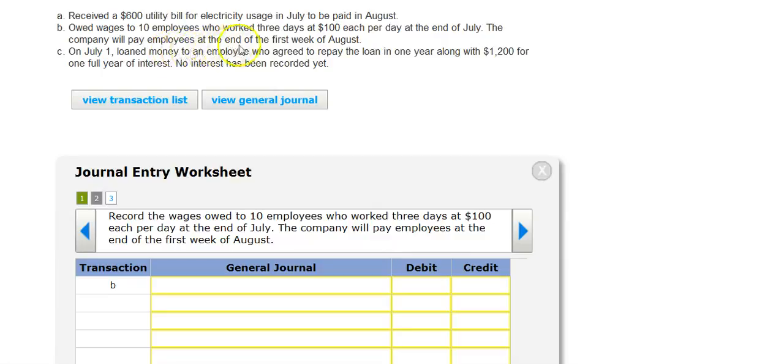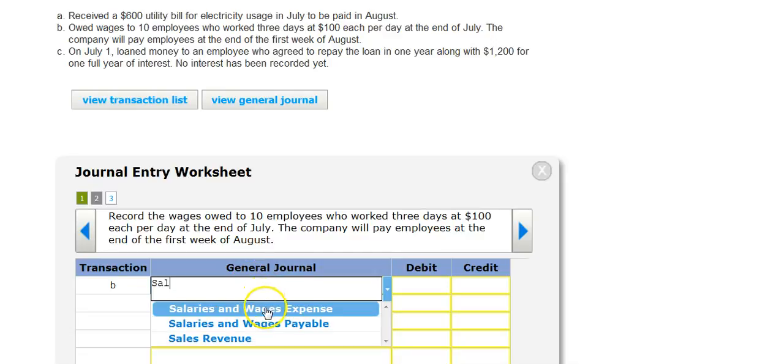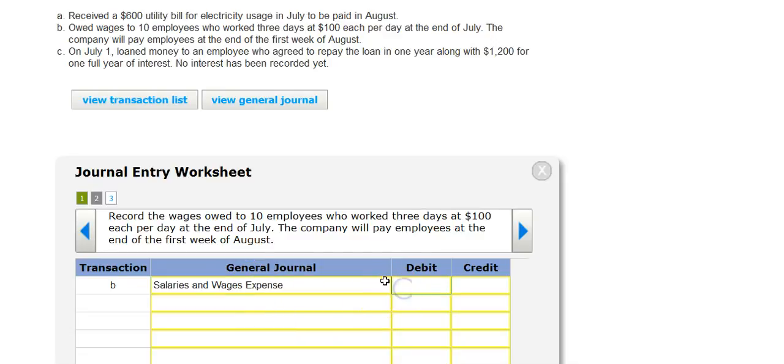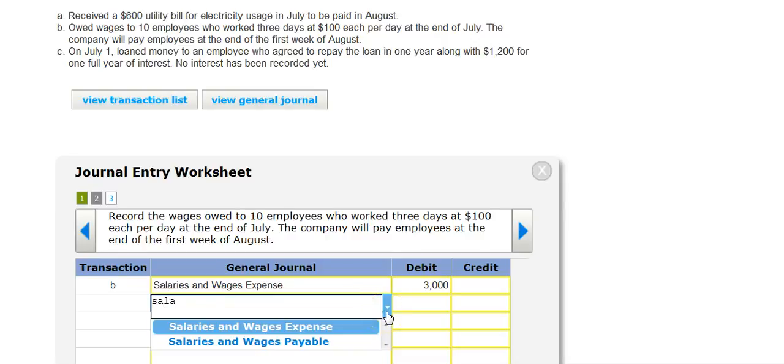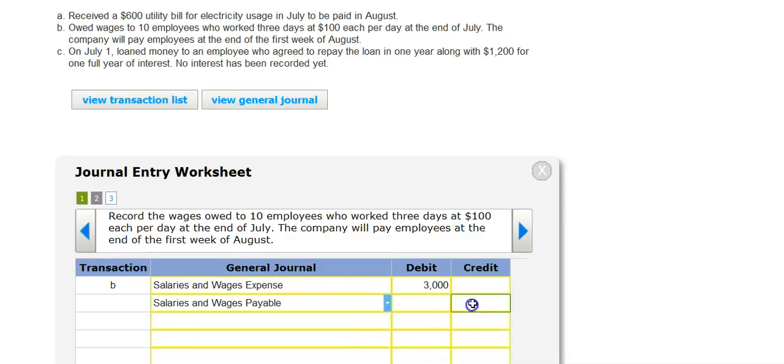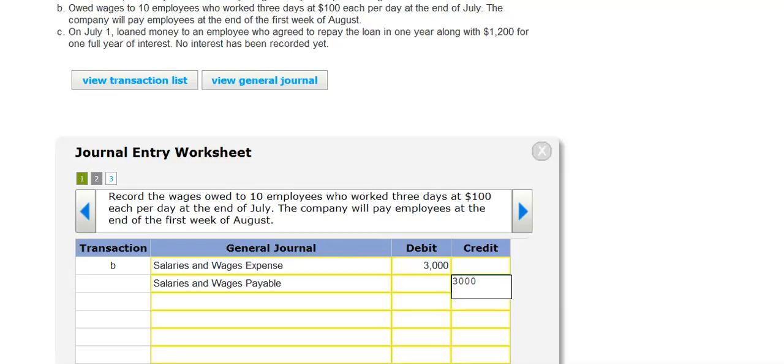But the company won't pay the employees until August. So we're going to debit salaries and wages expense because we did receive the benefit of their labor during July, but we're not paying until the next month. So we'll call this perhaps salaries and wages payable. And then we'll record the payment in August when the payment is made.